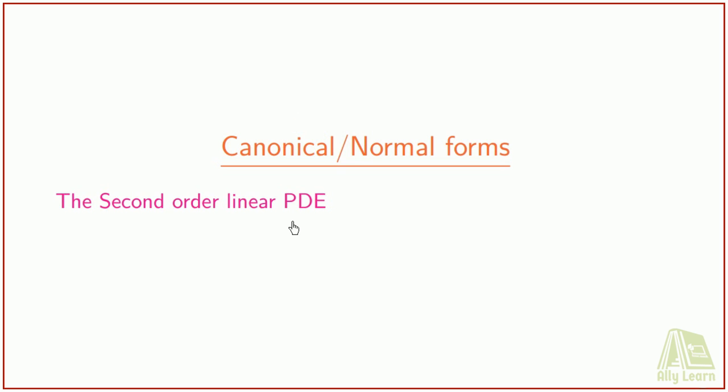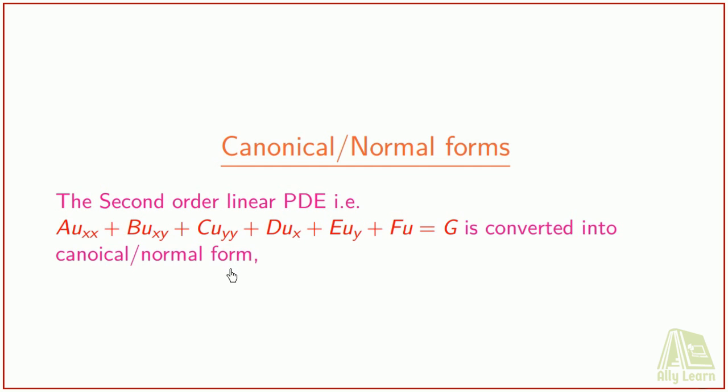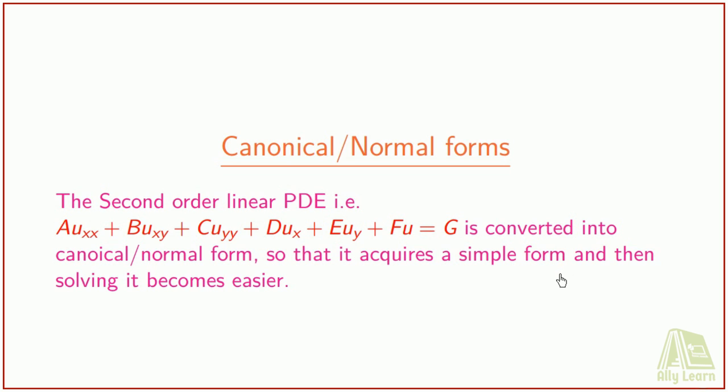So friends, the second order linear PDE, an expression of this form, is converted into canonical or normal form so that it acquires a simple form and then solving it becomes easier. That is the aim of converting a second order linear PDE into canonical or normal form, so that it acquires a very simple form that can be easily integrated and its general solution can be easily found. So canonical or normal form is an easy standard form of a second order linear PDE, integrating which is easy. That's why we study the canonical or normal forms of a second order linear PDE.